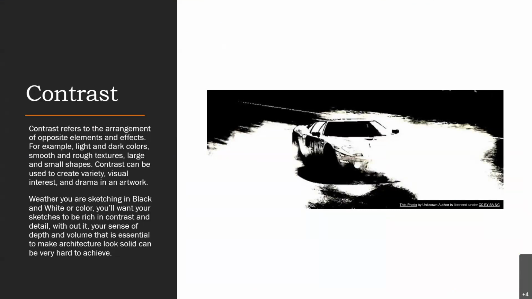This particular drawing is very dramatic. That speeding car, we only see part of it because the contrast is so sharp. Whether you're sketching in black and white or color, you'll want your sketches to be rich in contrast and detail. Without it, your sense of depth and volume that is essential to make architecture look solid can be very hard to achieve.